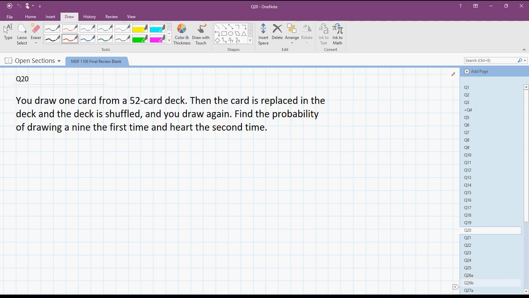All right. So it says you draw 1 card from a 52-card deck. Then the card is replaced in the deck, and the deck is shuffled, and you draw again. Find the probability of drawing a 9 the first time and a heart the second time. So we want the probability of a 9 and a heart. So again, you have to ask yourself, are these independent or dependent?